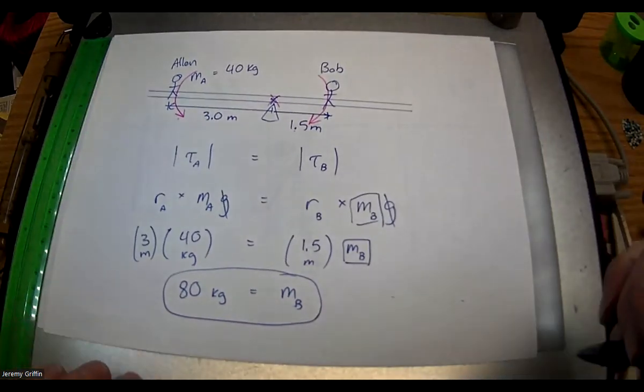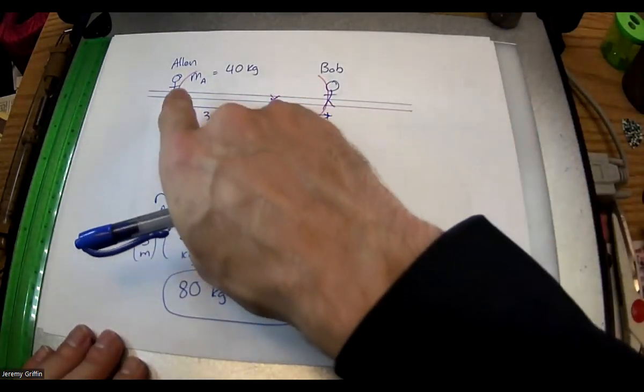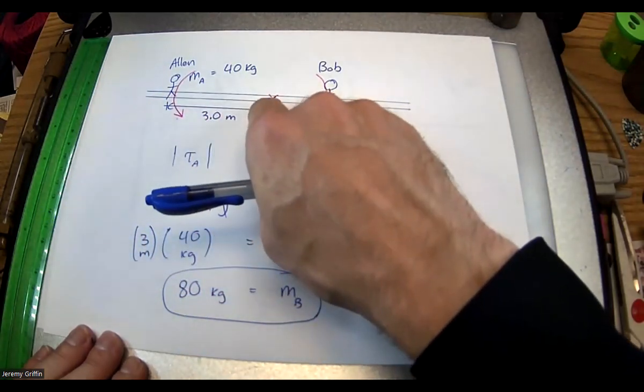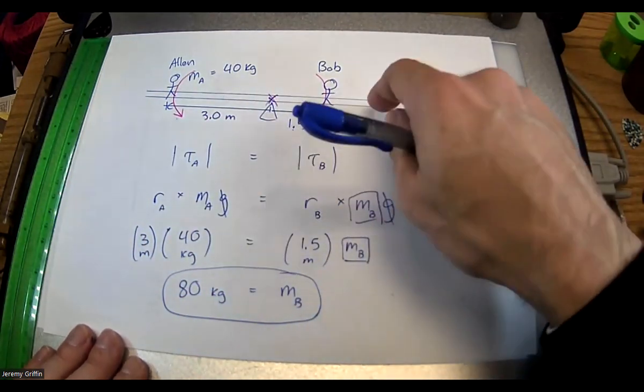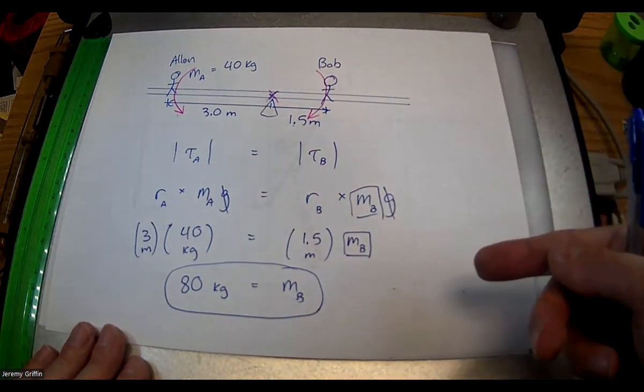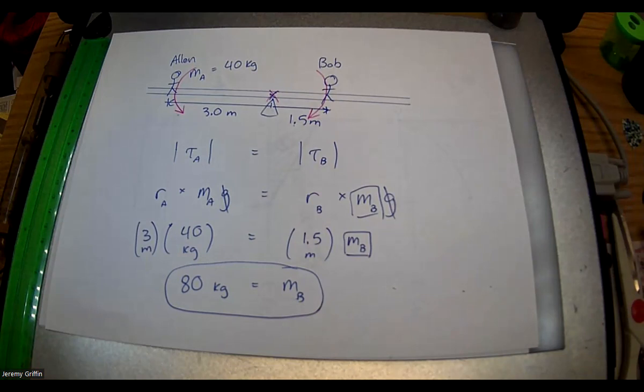And the big picture principle is, if Alan has to sit twice as far out from the pivot point as Bob to balance this thing, that means that Bob must have twice the weight and therefore twice the mass. It's all 2 to 1 ratios.